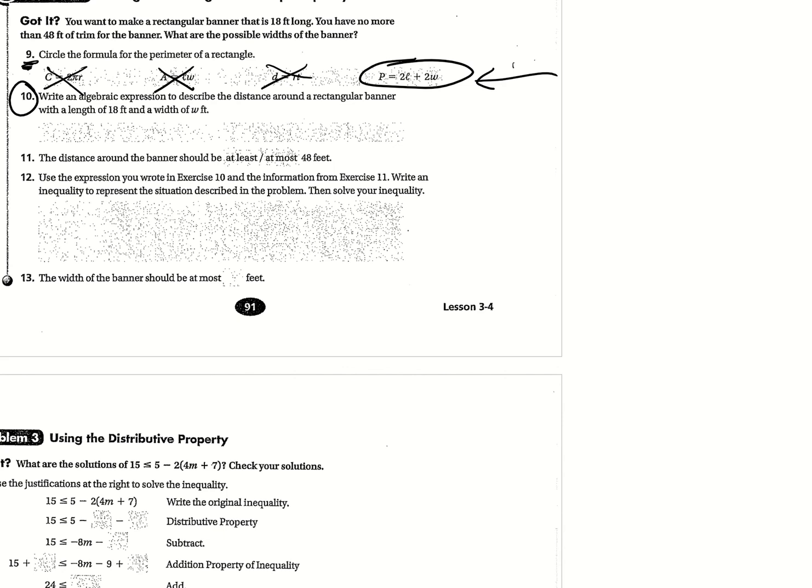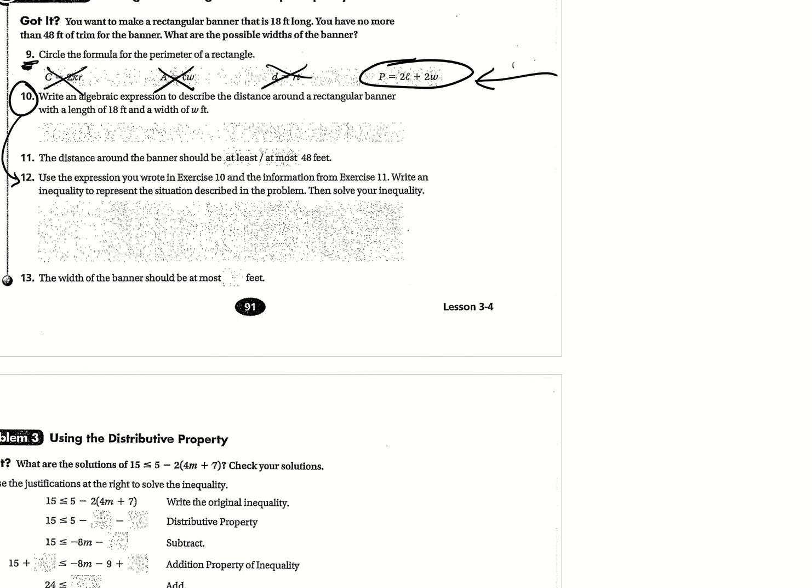Once you've come up with your expression for number 10, I might have said inequality. You didn't need to do the inequality quite yet. You just need the expression to express the distance around the banner. But once you have done that, go ahead and come down here to number 12.